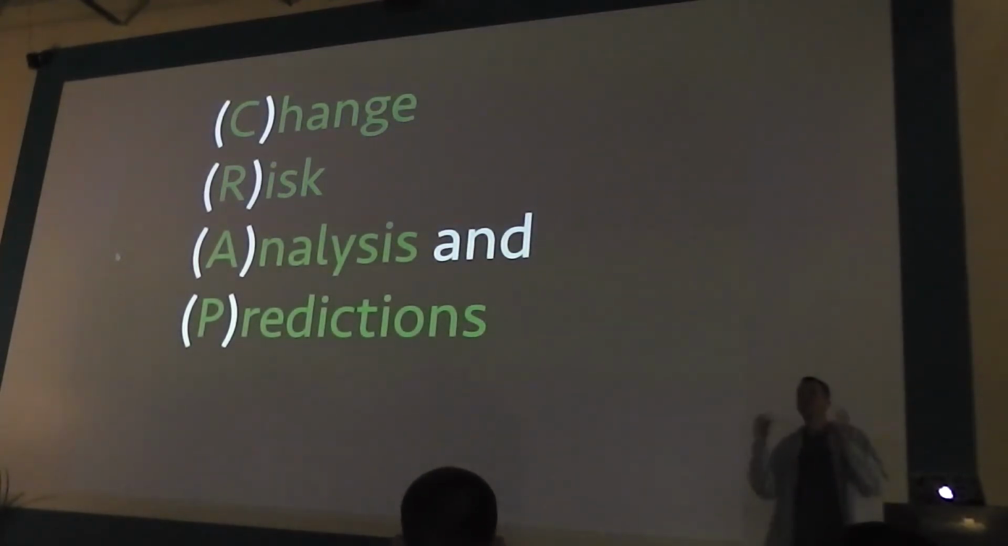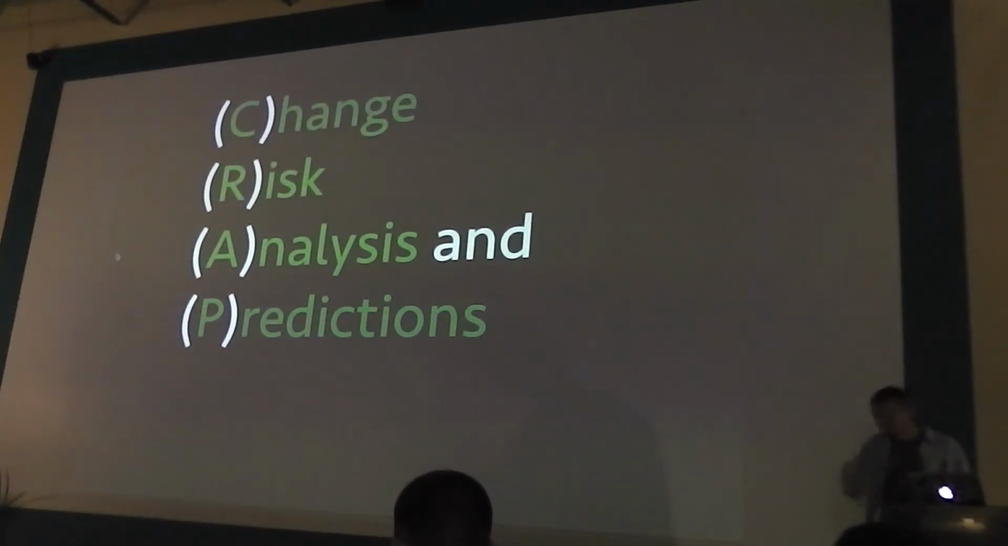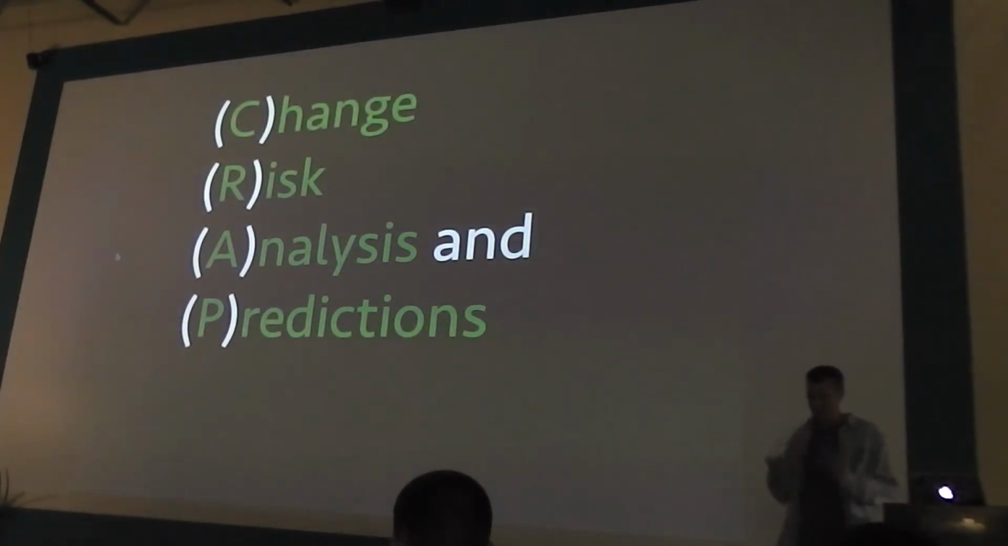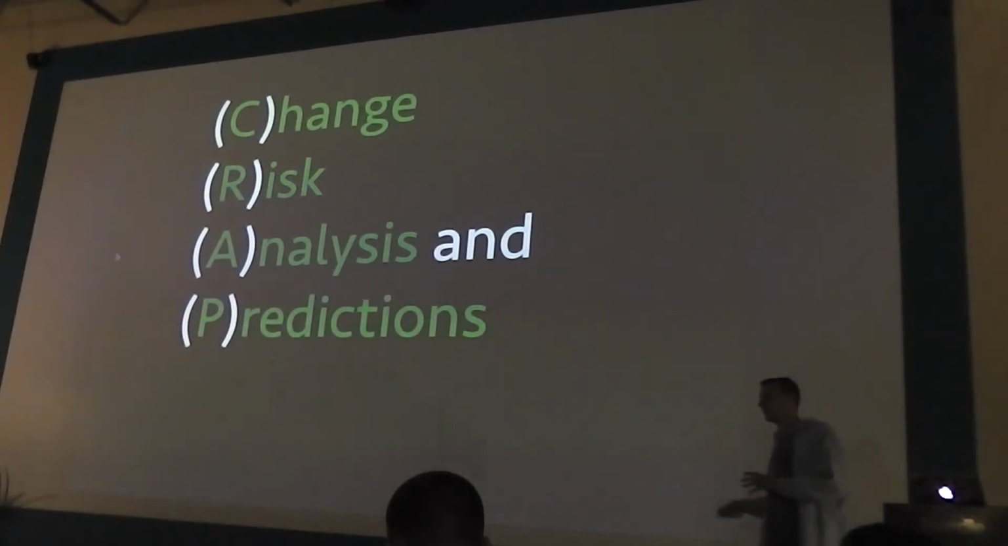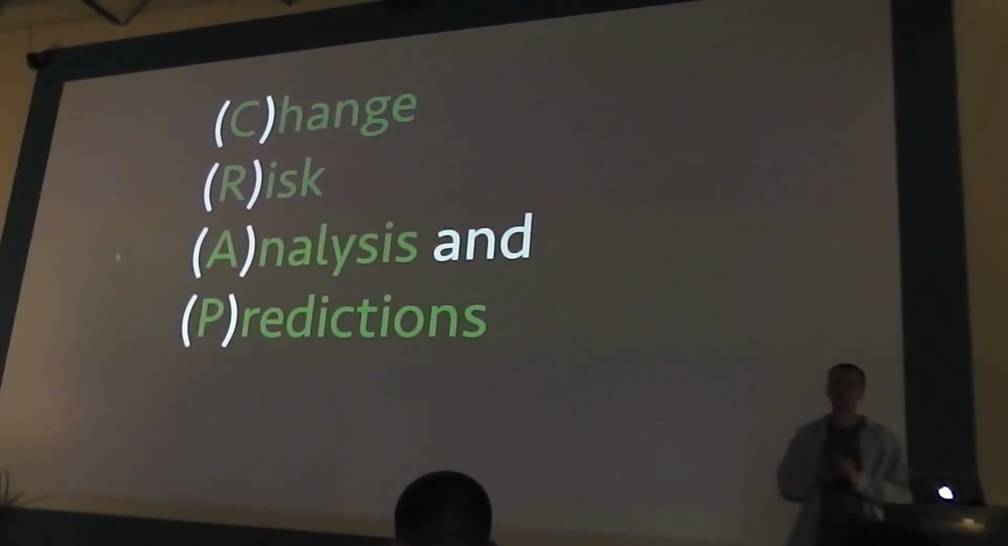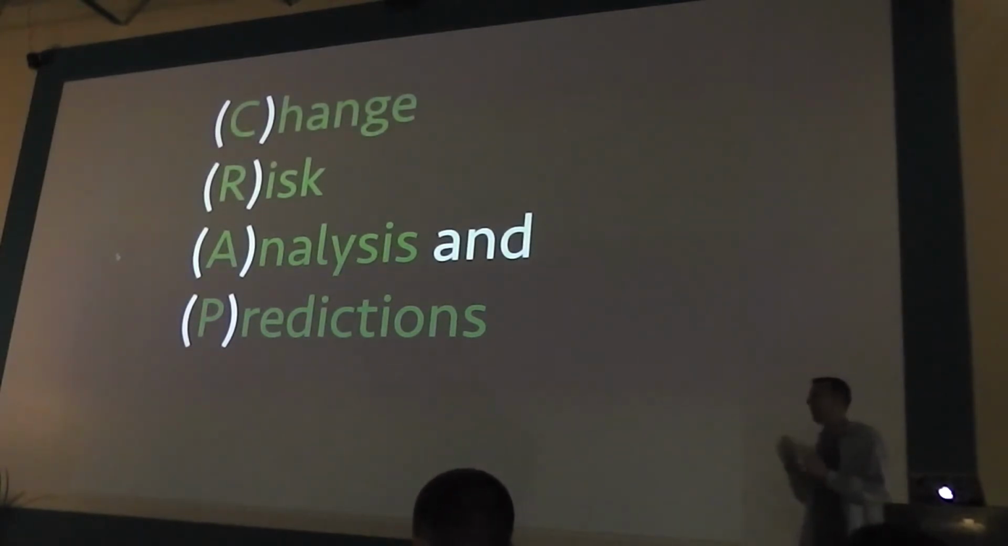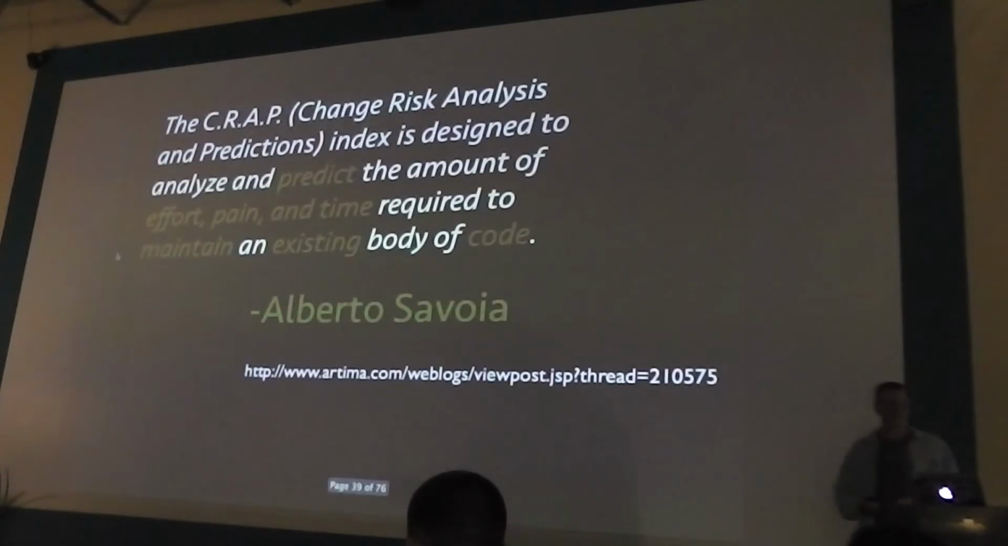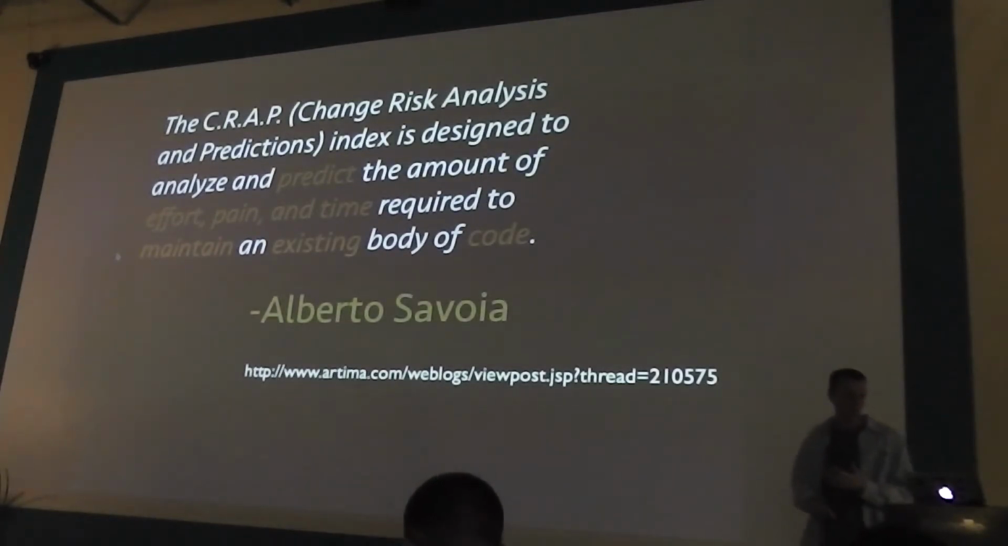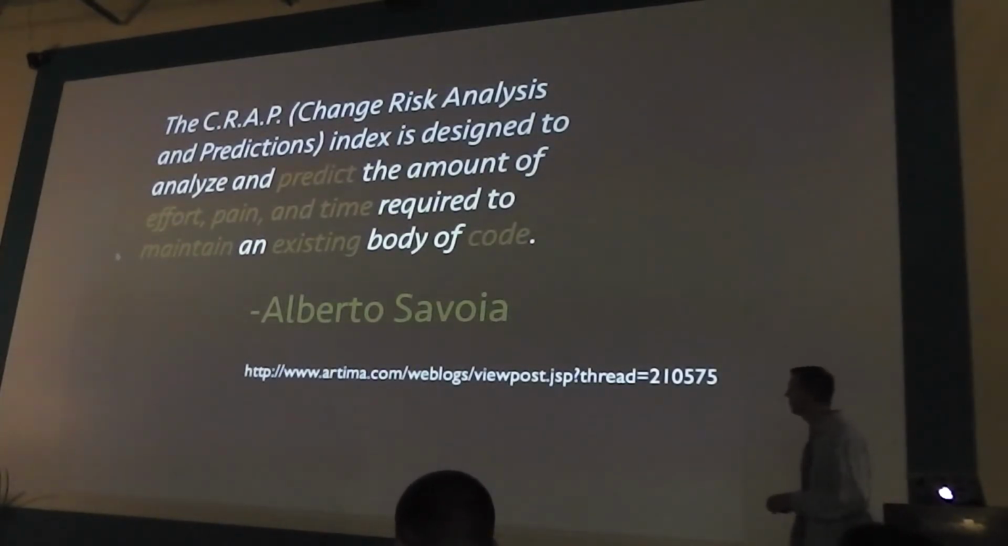There is a formula behind this score. And the idea is to give you a feel for how dangerous it is to modify that code. It's got a number of fields and attributes to it. I won't go into detail on how all those work. There's plenty of documentation on that, but the author of it described it as predicting the effort, pain, and time required to maintain this existing code. And this post will describe the actual calculations involved.